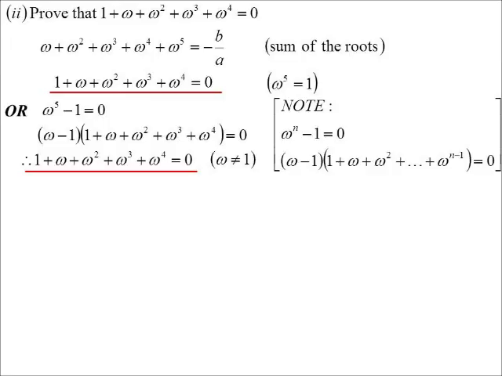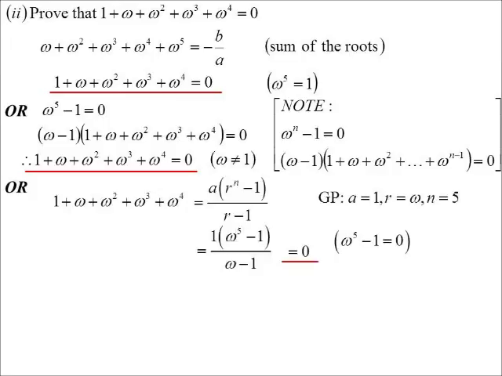But wait. We could do it another way. Okay, 1 plus omega squared plus omega cubed plus omega to the power of 4. Guess what that is? It's a geometric series. Look, you start with 1, and every time you're multiplying by omega. So the first term is 1, the ratio is omega, the number of terms is 5. So sub it into our sum to n formula. I get 1 times omega to the power of 5 minus 1 over omega minus 1. But that equals 0 because, of course, we know omega to the power of 5 is equal to 1. And 1 minus 1, 0. So that's another way we could do it.